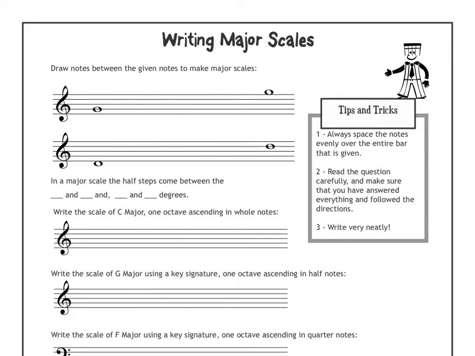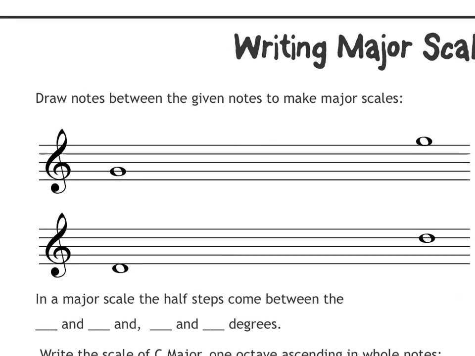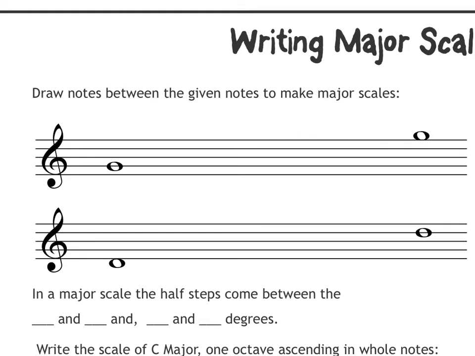Okay, so let's begin with a few examples. We'll start with just the very first one. So it says draw notes between the given notes to make major scales. The first thing you can do when you have to write these major scales is put the notes on the staff. You know you have to use every letter name once, so put it on the staff.